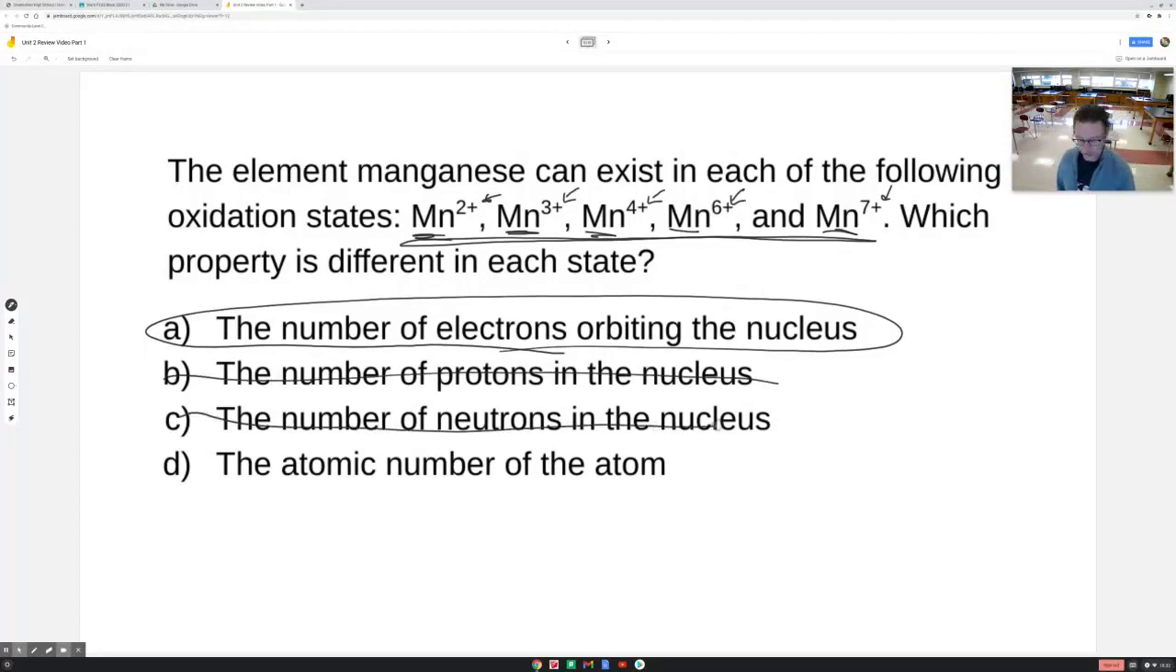Changing the number of neutrons makes them isotopes. These are not isotopes up here. These are ions. So we just want to keep those two terms distinct. Ions means the electrons have changed. Isotopes means the neutrons have changed. Elements means the protons have changed. The atomic number would be the same as changing the number of protons.